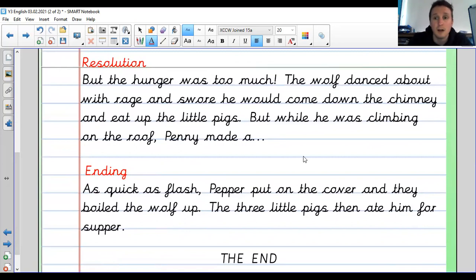The resolution bit is the easy bit as well. Okay. But the hunger was too much. The wolf danced about with rage. Okay. This is after he couldn't get into Penny's house. All right. So the hunger was too much. The wolf danced about with rage and swore he would come down the chimney and eat up the little pigs. But while he was climbing on the roof, Penny made what did Penny make? Penny made a fire and put a pot of water on the fire. Okay. The wolf came down the chimney and fell into the flame, into the pot of water. Okay. And then you can move on to your ending.